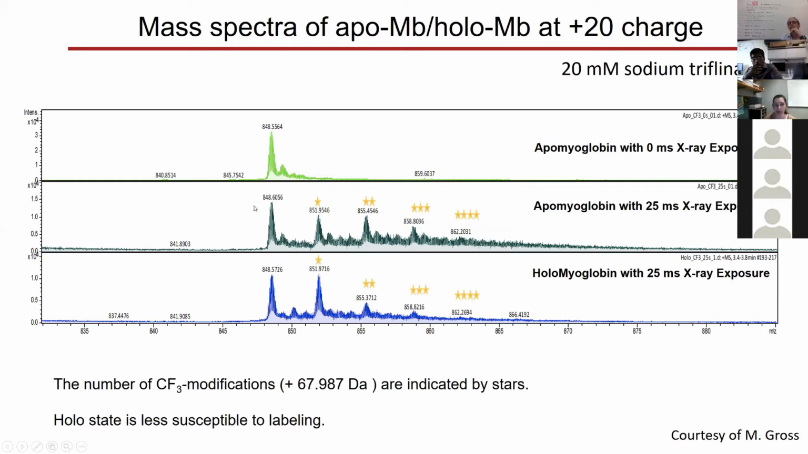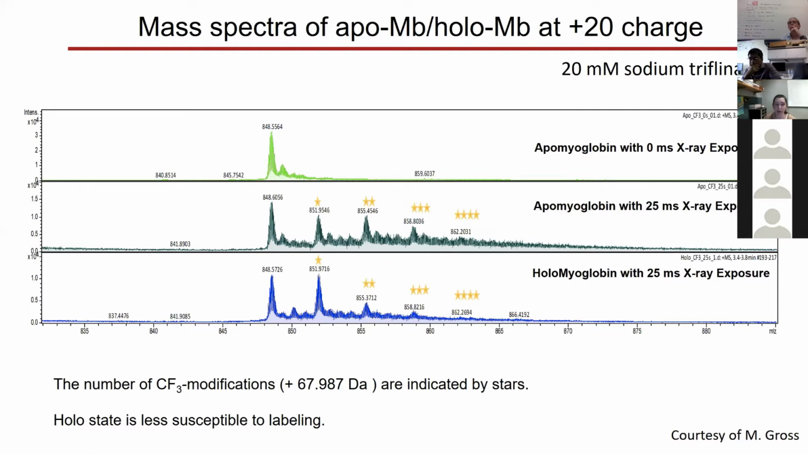The middle panel shows apo myoglobin exposed for 25 milliseconds at the beamline at Brookhaven, and we already start to see some incorporation of labeling. The number of CF3 modifications is indicated here by stars. You can see we incorporated 1, 2, 3, 4, and maybe even more, but we can't really detect them. The bottom panel shows holo myoglobin exposed for 25 milliseconds. You also see incorporation of the product, and the product for CF3 is plus 68.